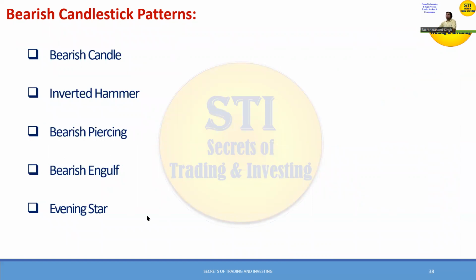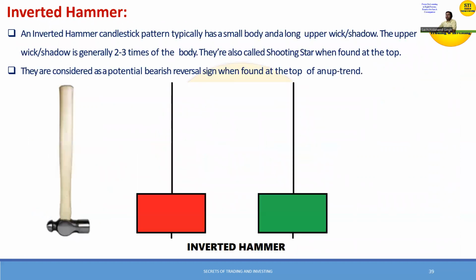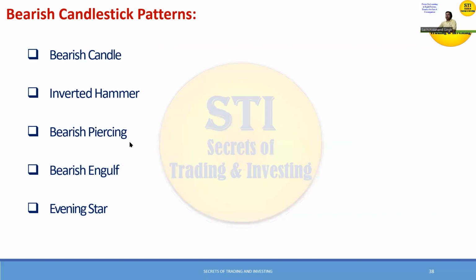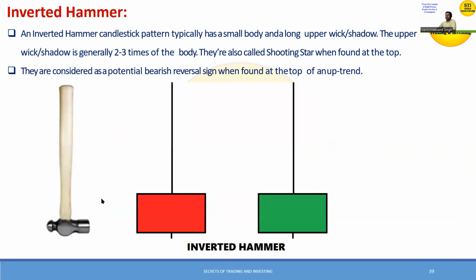Bearish candlestick patterns. So there are again five candles: a bearish candle, inverted hammer, bearish piercing, bearish engulf, and evening star. Any healthy red candle is a bearish candle, and the rest are four patterns. Inverted hammer is just the reverse or opposite of the hammer, where the main body of the candle is on the lower side, and the color of the candle doesn't matter. And the same thing like a wick, the height of the wick should be 2 to 3 times longer than the body of the candle.